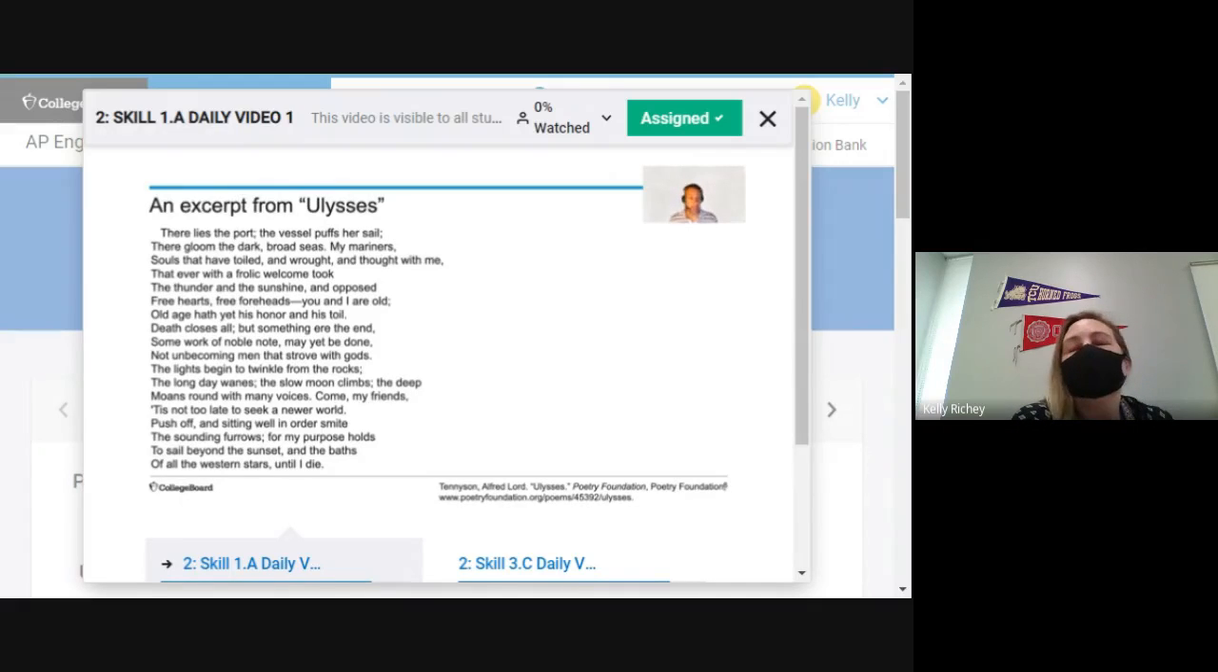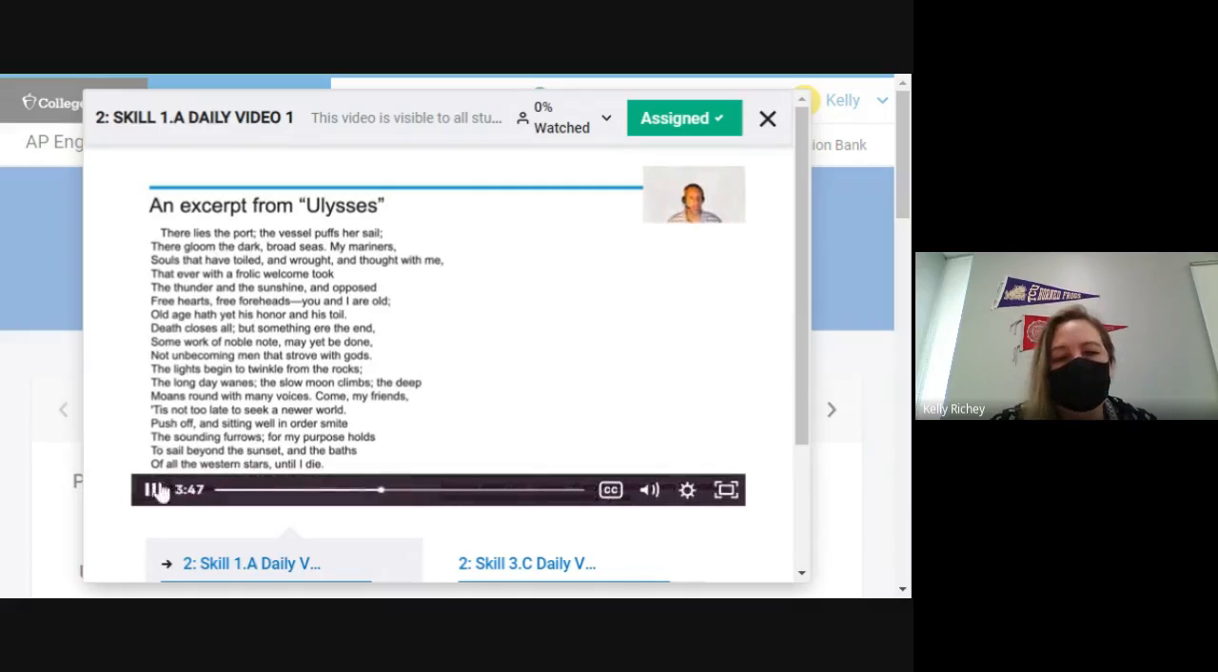All right, I'm going to pause, and here's what I want you to do. I want you to look back at these lines, and we have a character here, and we have some things that indicate who this character is. I want you to take some notes. How can we identify this person? We don't have a name, but I think we have a pretty good sense of what type of person he is. So I'll pause, you take some notes, and I'll see you on the other side in a few seconds.